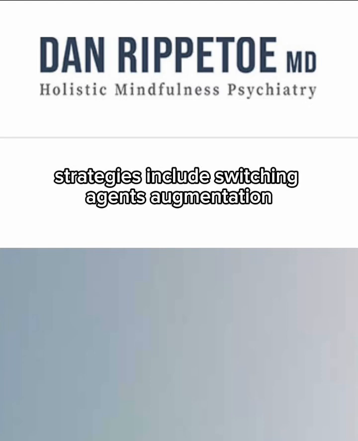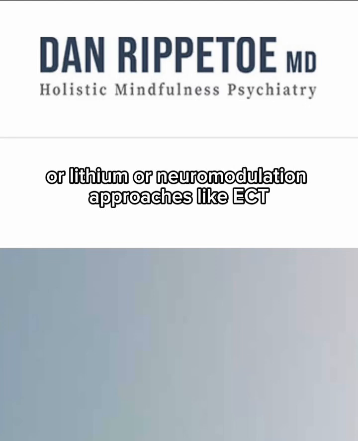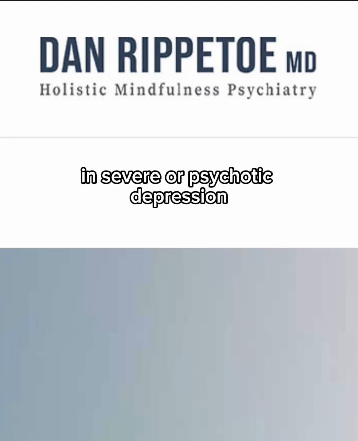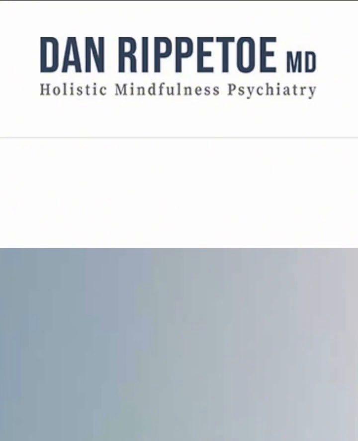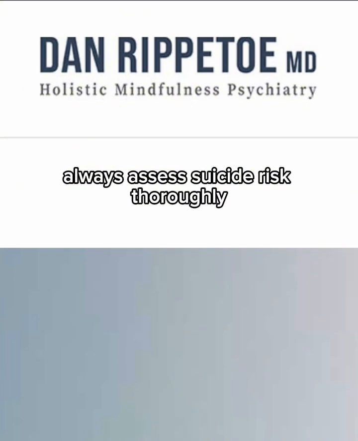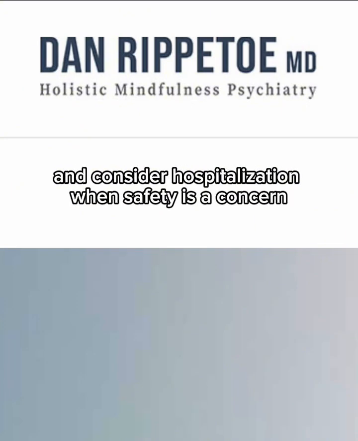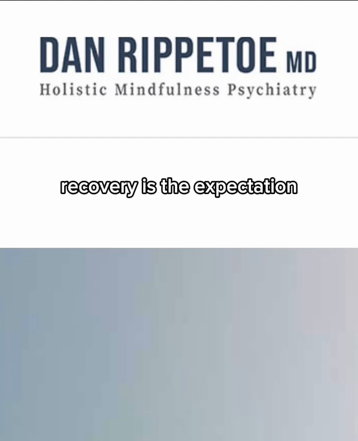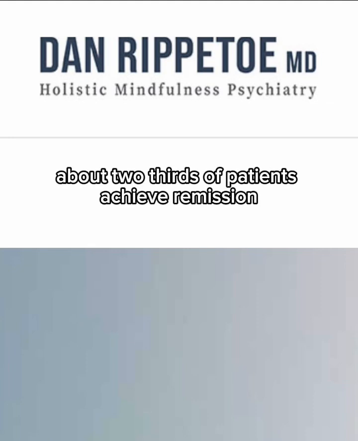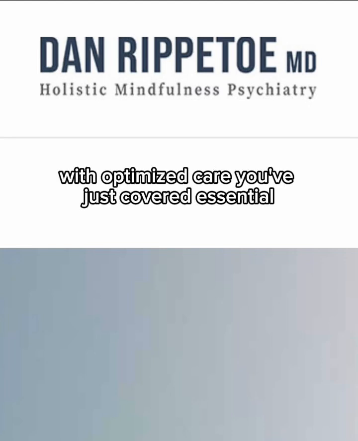For treatment-resistant cases, strategies include switching agents, augmentation, for example, with atypical antipsychotics or lithium, or neuromodulation approaches like ECT in severe or psychotic depression. Always assess suicide risk thoroughly and consider hospitalization when safety is a concern. Recovery is the expectation with adequate treatment. About 2/3 of patients achieve remission with optimized care.